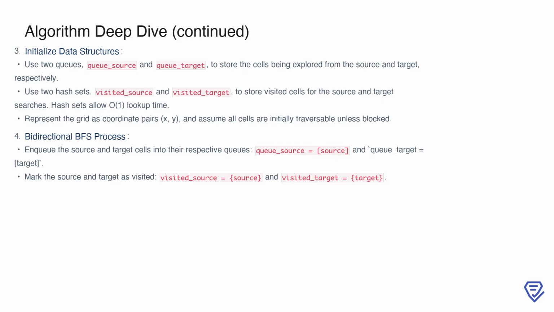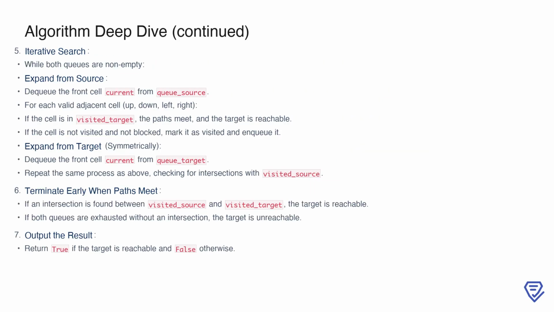This setup prepares us to begin the bidirectional BFS process. The bidirectional BFS involves iterative exploration until either a path is found or both searches are exhausted. While both queues are non-empty, we alternate between expanding from the source and expanding from the target. Starting with the source, we dequeue the front cell from queue_source and examine its neighbors in the 4 cardinal directions.